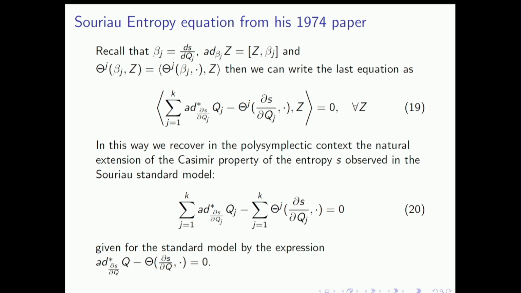So in the standard model of Souriau, we have this equation. You can find it in many papers of Frédéric. And in the polysymplectic framework, it is this equation. So that is one of the results. As I said, this paper is a summary of a paper in preparation, which is almost finished.